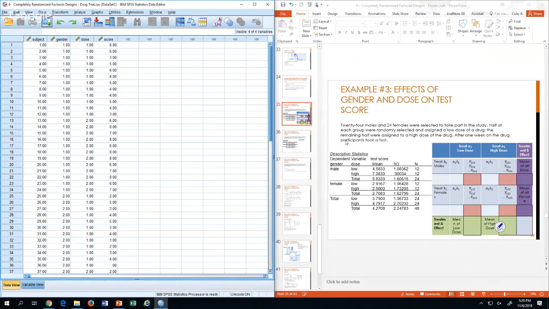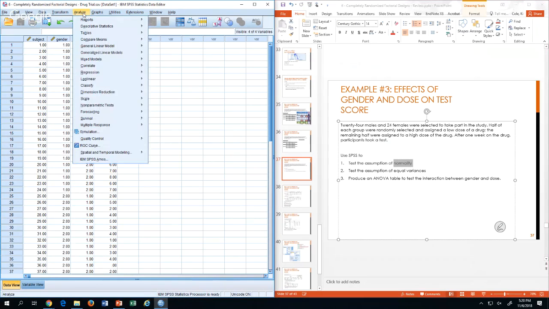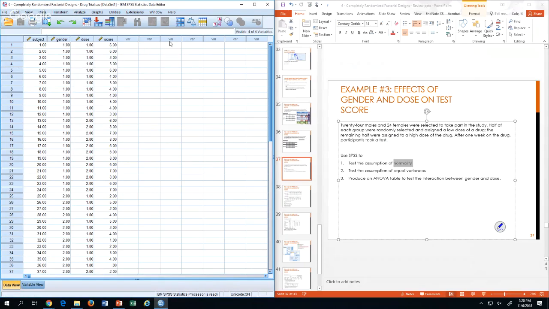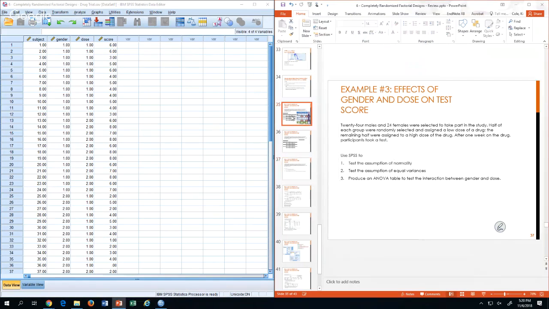Okay, so the first thing that we do with this is testing normality. How do we test for normality for this data? Analyze, descriptives, explore, and maybe I should tell you about the data just a little bit.